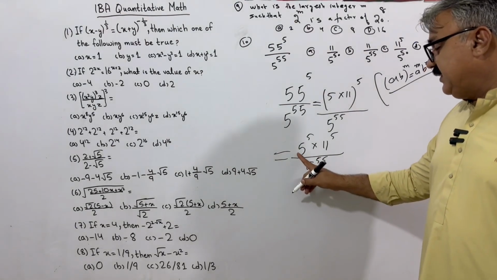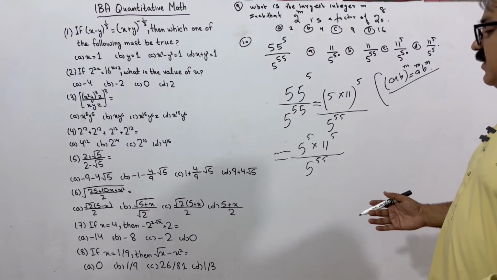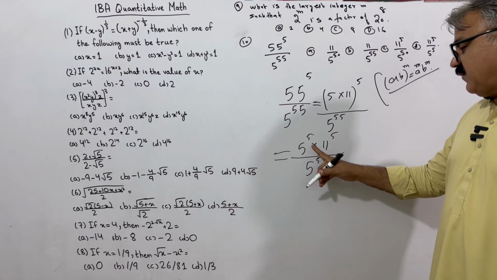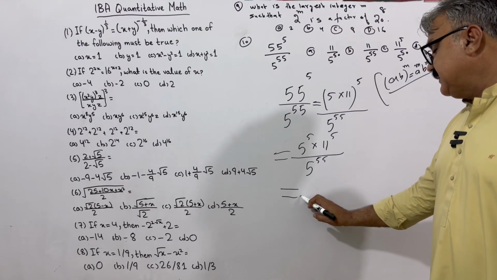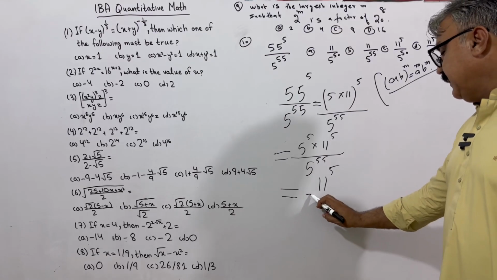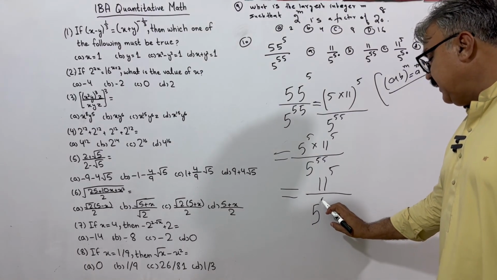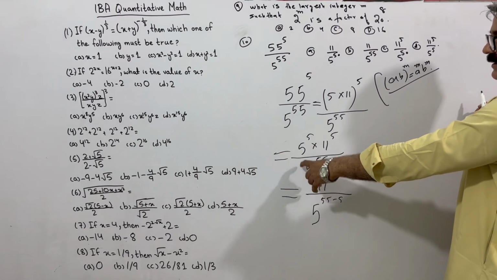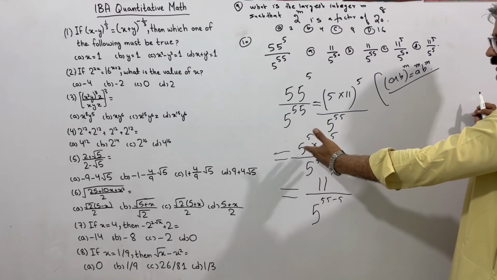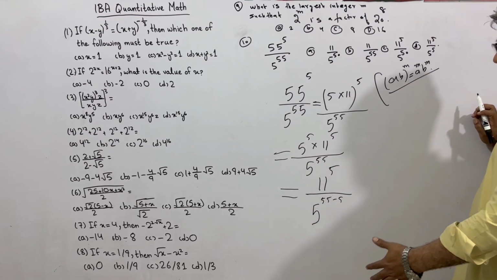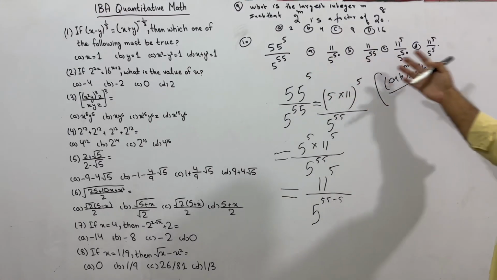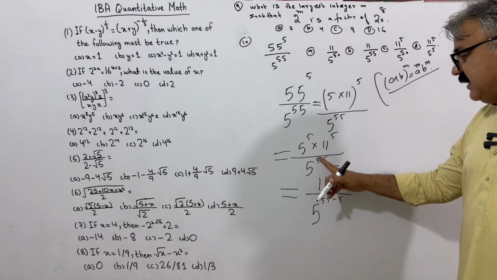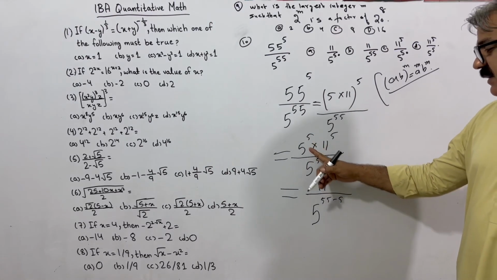The bases are the same and they are in division, so we can subtract the powers. Look, one is a smaller power and one is a greater power. So I subtract 5 from 55, and it can be written as 11 raised 5 divided by 5 raised 55 minus 5. We could subtract either power, but in order to follow the options, no exponent should be negative. That's why I am subtracting the smaller power from the larger power.